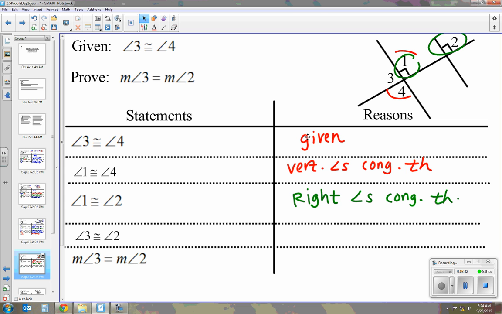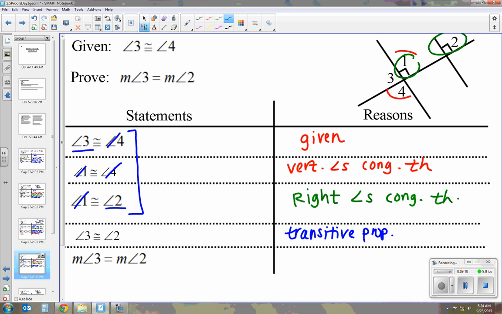All right, next, angle 3 is congruent to angle 2. If we look at the 3 statements above it, we actually can do transitive with 3 rows. The first 2 rows, I can cancel out the 4, and then the bottom 2, I can cancel out the 1, and I'm left over with angle 3 is congruent to angle 2. So that one's a much larger transitive property. So this is the transitive property of congruence. And the very last one, I noticed 3 and 2 are in the same place, but the congruency goes to equality. And once again, you're going to learn that one, definition of angle congruency.